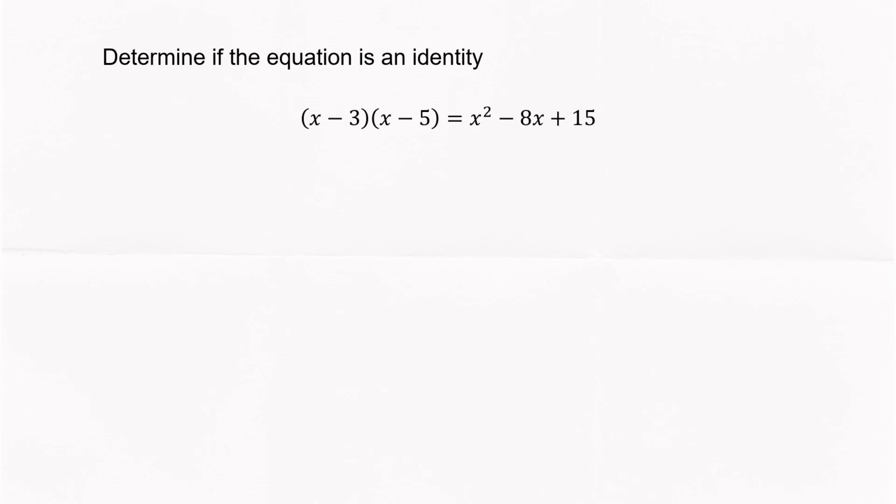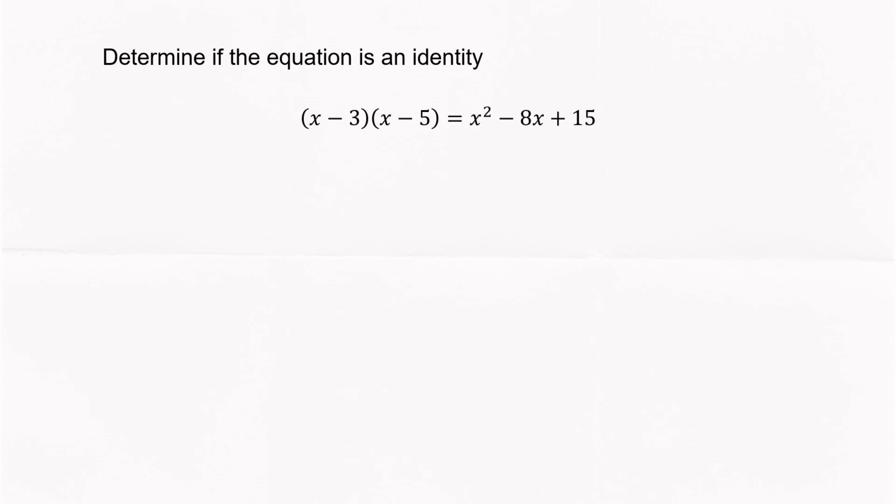Now we need to determine if the equation is an identity. First off, we have to understand what an identity is. An identity basically means that both sides are equal to each other, so you can replace the left side with the right side or vice versa. To look at this, we have x minus 3 times x minus 5 equals x squared minus 8x plus 15. So we can determine if the left side is equal to the right side. Normally, you want to pick one side to work with and see if it's equal to the other.